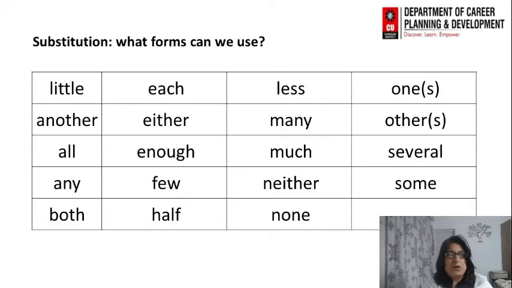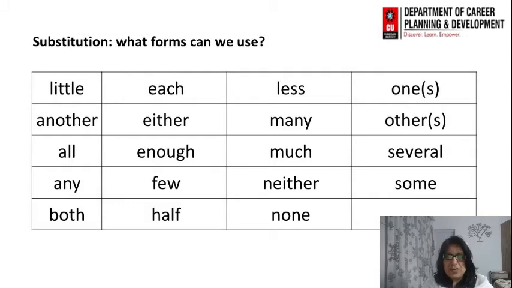One, some, ones. These are the other substitutes for nouns. We mostly use "one," "some," and "ones" as substitutes for countable nouns. For example, she tried to get a ticket but she couldn't get one. So that "one" represents the word ticket.